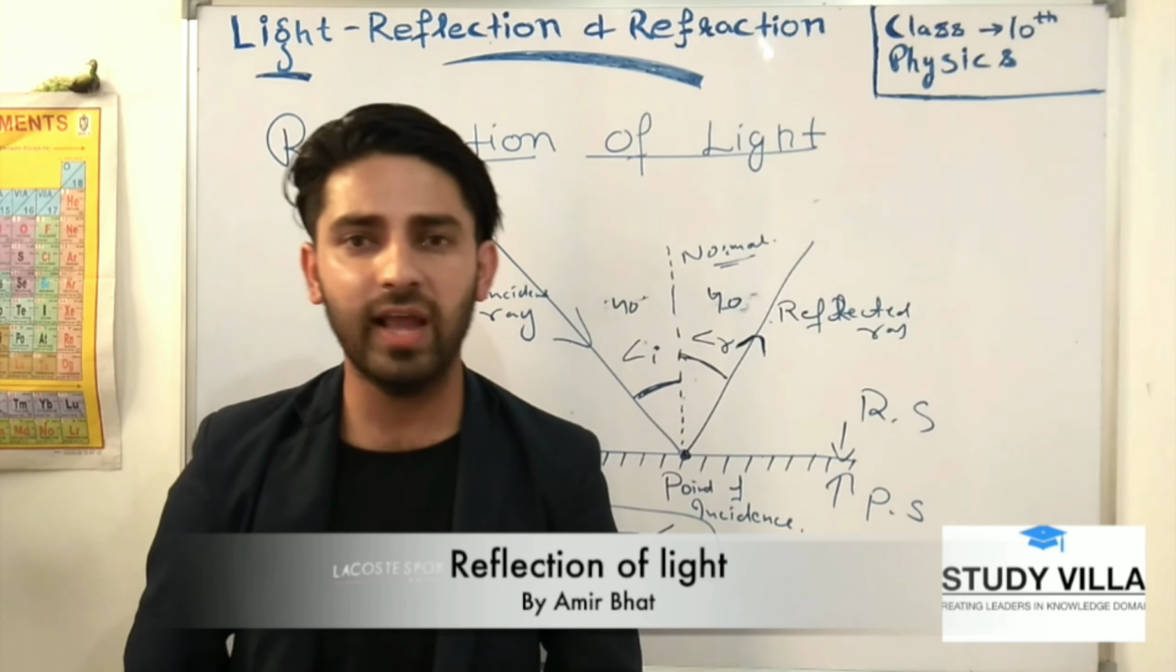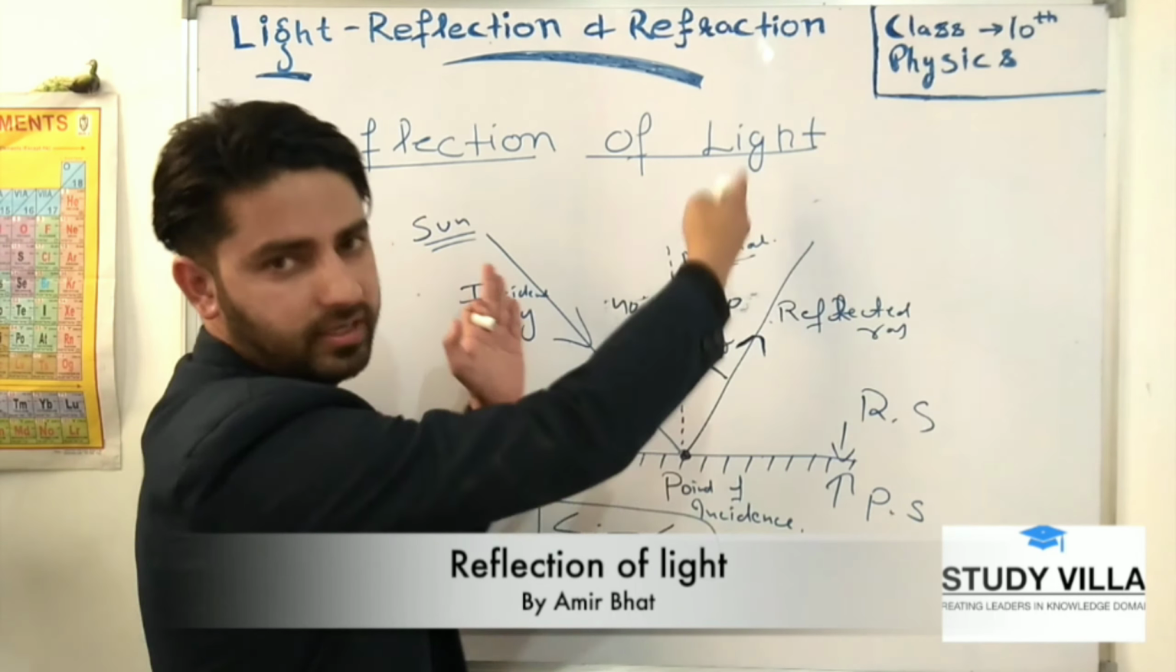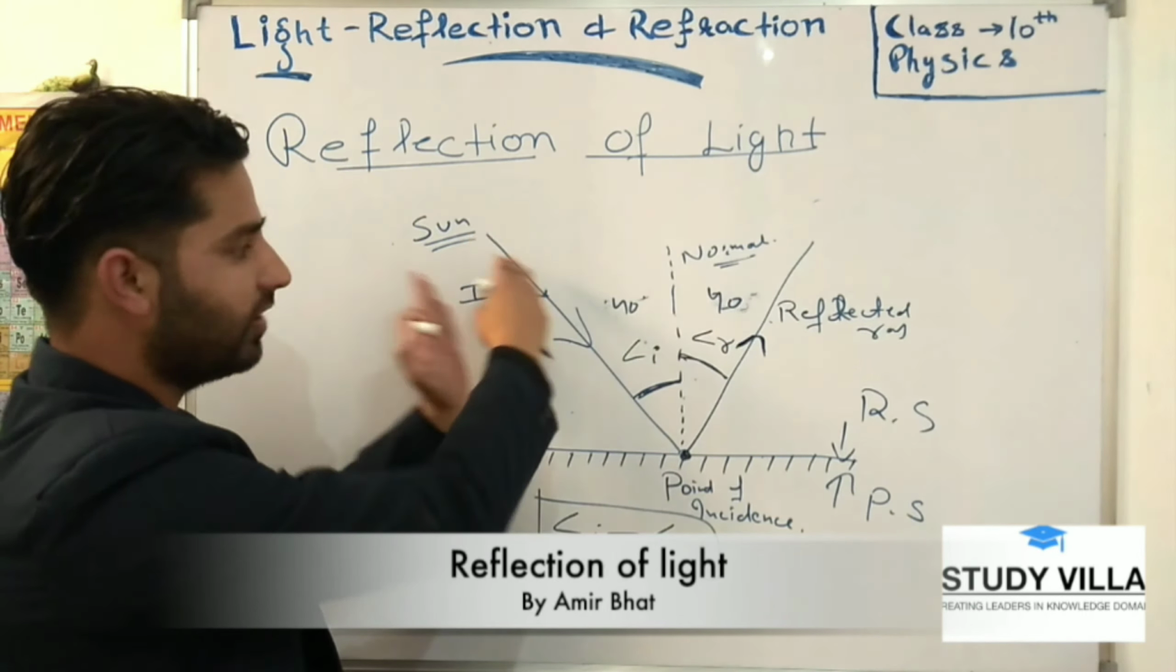So what do you mean by reflection of light? Reflection of light means the bouncing back of light. When? When a ray of light falls on an object.